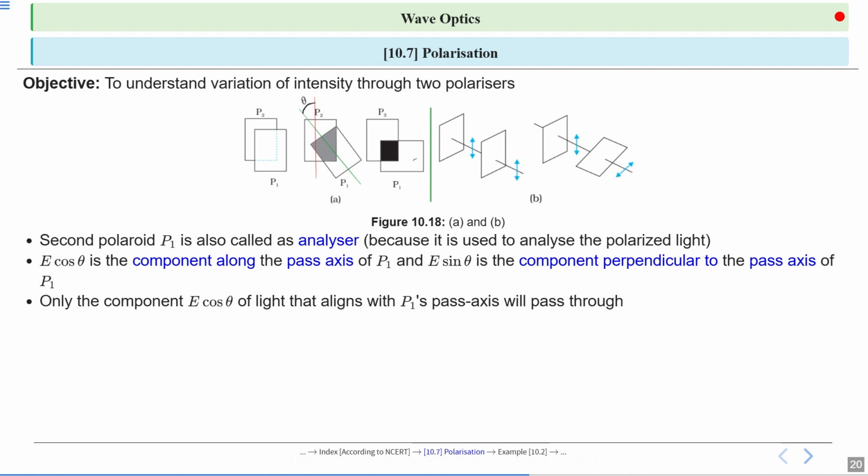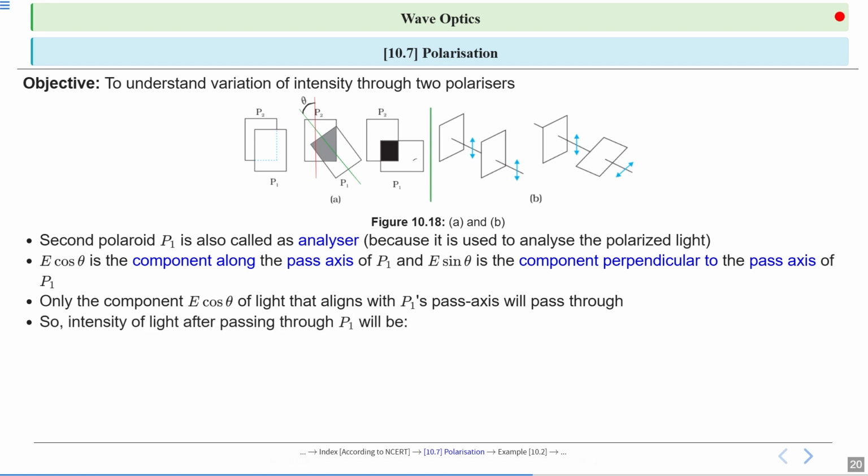Only the component E cos theta that aligns with the pass axis of P1 will actually pass through. So P1 will allow only E cos theta because it is along the pass axis of P1, but it will block E sin theta because it is perpendicular to the pass axis of P1. So this means the orientation of the analyzer directly influences the amount of light that gets through.